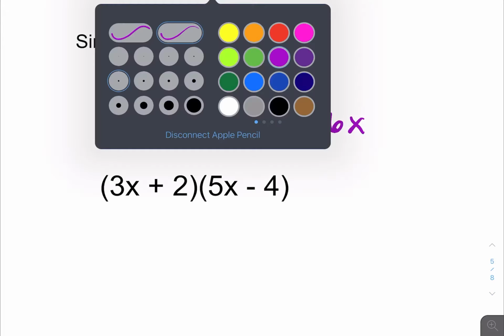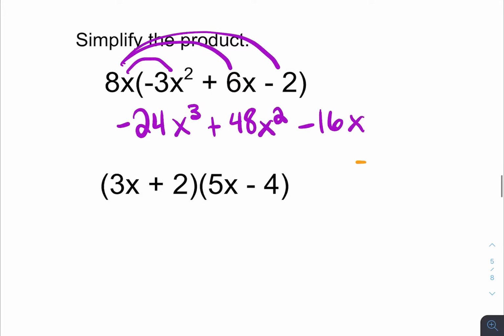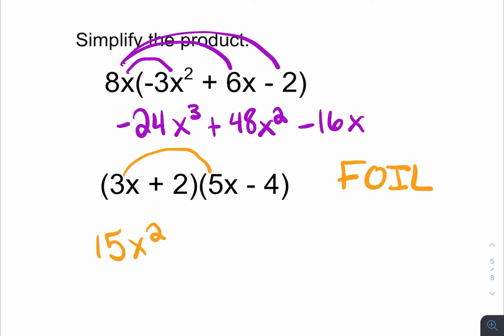Now notice here, we have a binomial times a binomial. What we can do is just distribute, or you can also use what we talked about in class the other day, the term FOIL. So I'm going to show using FOIL on this one. I'm going to start with my first terms. So my first term is 3 times 5 gives me 15. X times x gives me x squared.